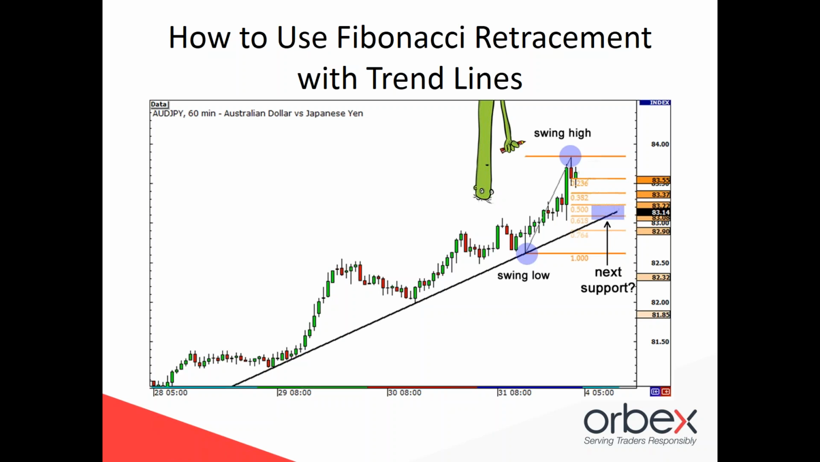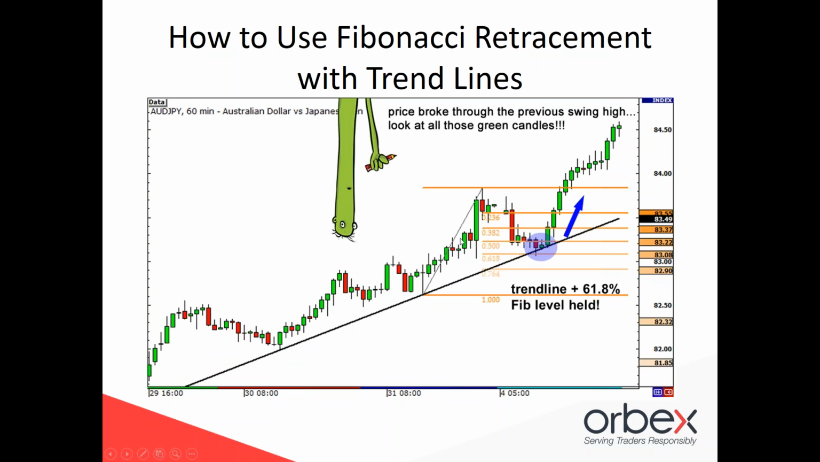When you have those three levels in the same area, that would be another reason for you to start buying once again. Okay? What happened to this chart? It was within the same area, 50, 61.8%. So the trend line plus the 61% Fibonacci level held, and then it breaks all the way back up. Price broke through the previous swing high. Look at all those green candles.